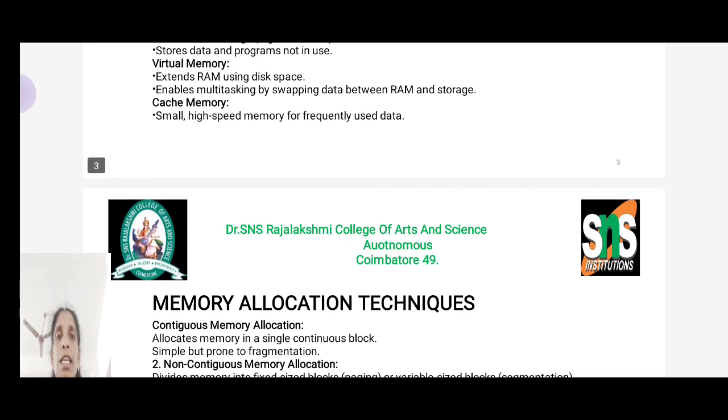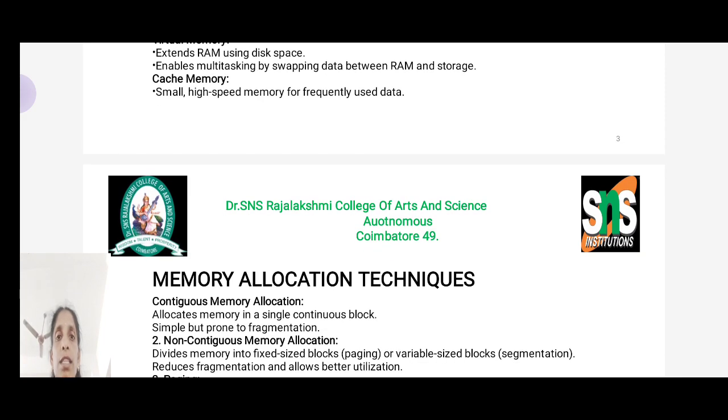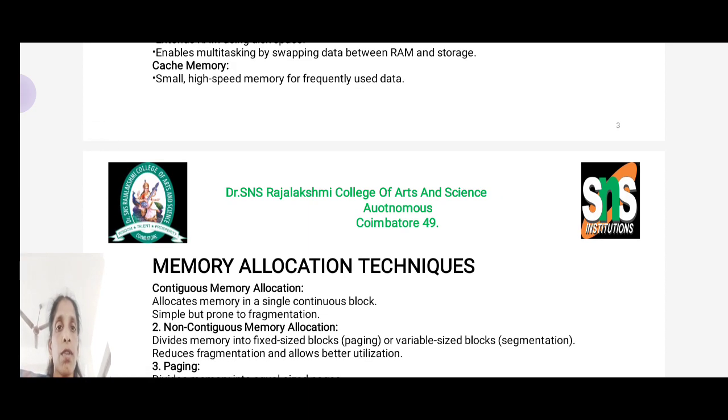In memory allocation, different techniques are available. The first one is contiguous memory allocation. In contiguous allocation, the memory is a single contiguous block, simple but prone to fragmentation. In contiguous memory allocation, uniform spaces can be allotted for different kinds of processes. So in this technique, there may be a chance that a particular process wastes the memory space allotted to it. This is the drawback of contiguous memory allocation.